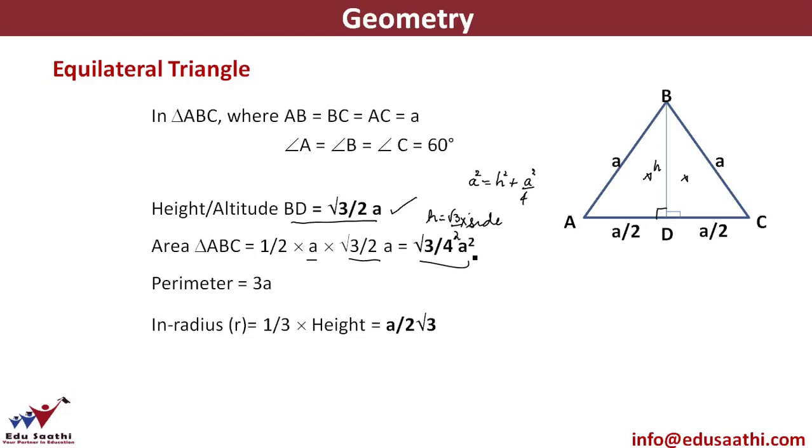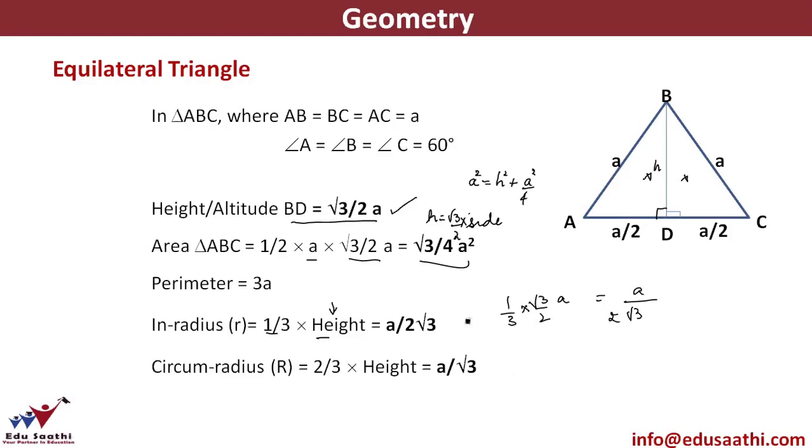Inradius, again, the radius of the circle which is formed inside this triangle, would be the same as in the case of isosceles, which was 1/3 of the height. Here I have the formula for height, which is √3 by 2 a. So I'll just put the values: 1/3 of the height, and the height is √3 by 2 a. So I can just calculate this, and I'll get a by 2√3.